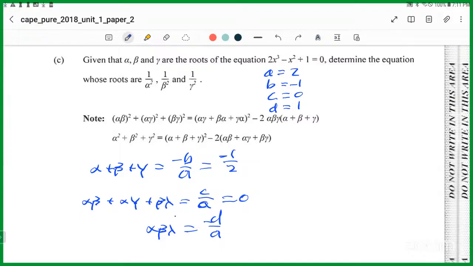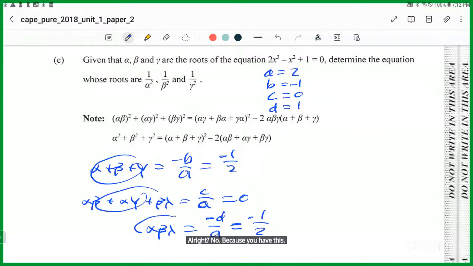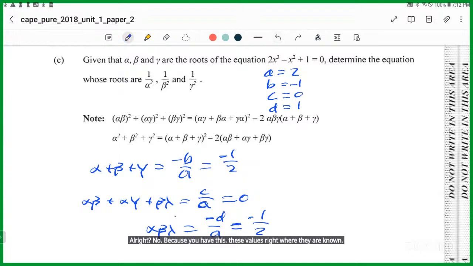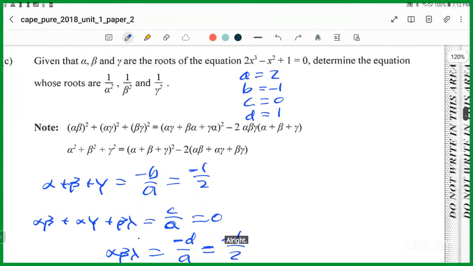Alright, so I made a mistake here. It's minus D over A, so minus D. So it becomes minus 1 over 2 as well. Alright, now because we have these, we can actually work out these values right where they are now.